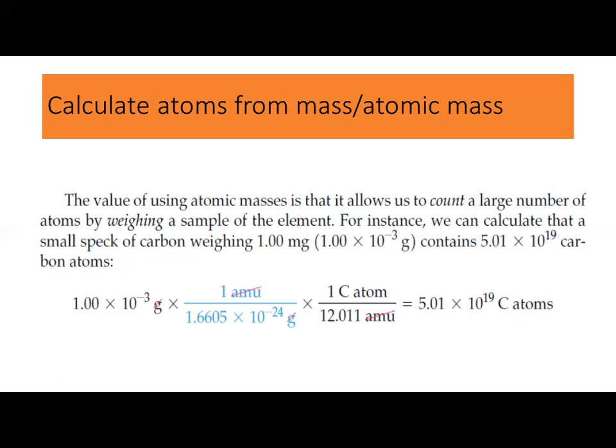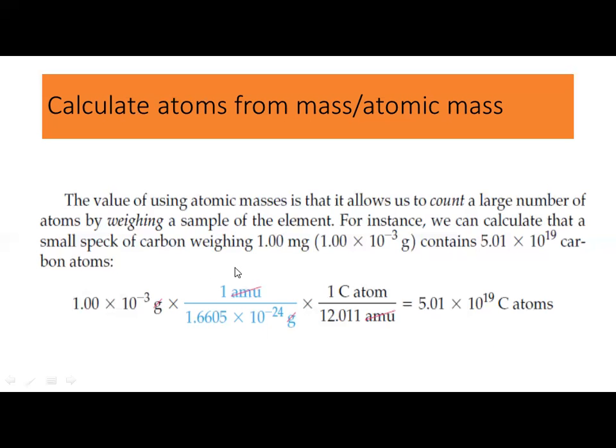So how many atoms are there? There are 5.01 exponent 19 carbon atoms in 1 milligram of carbon. So this is the conversion to convert the weight into the number of atoms. Very simple calculation. You have to use two unit conversions.